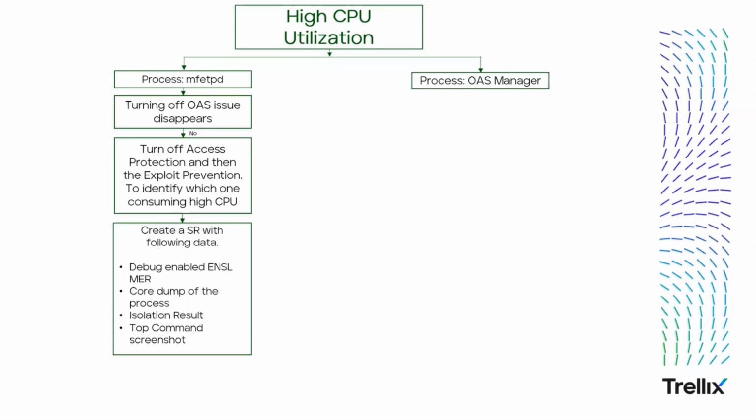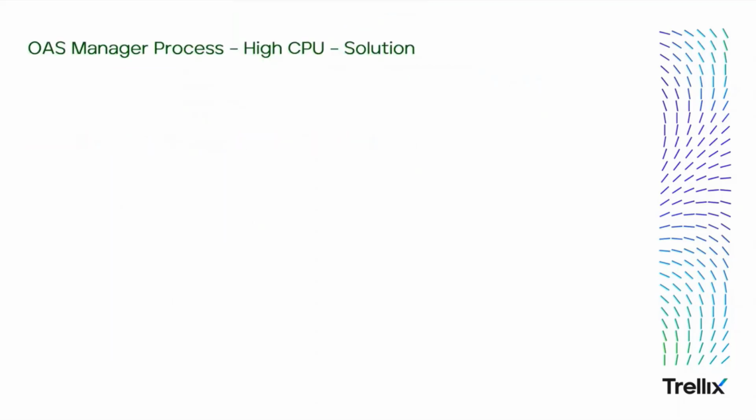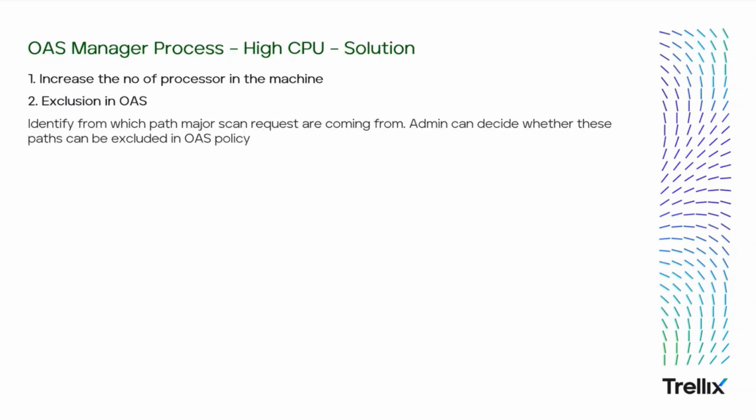You could proceed with any one of the fixes, that is, increasing the number of cores in the machine, or exclusion, or throttling the on-access scan CPU. Let's see the solution provided for on-access scan manager consuming high CPU in detail. If your machine has 2 cores, which means the machine has 200% of CPU, you could think about increasing the cores in the machine.